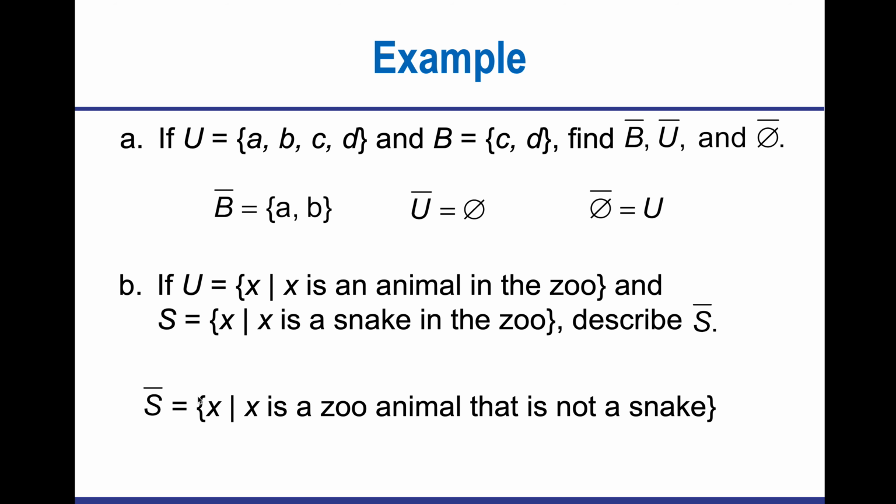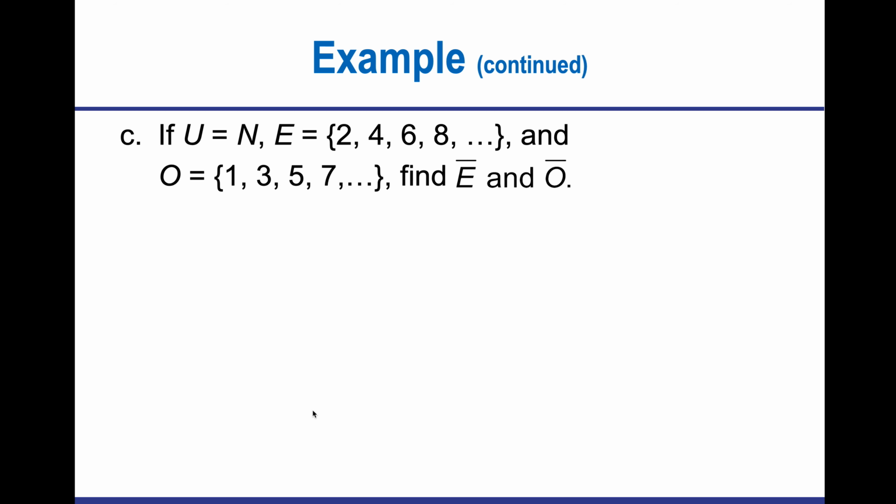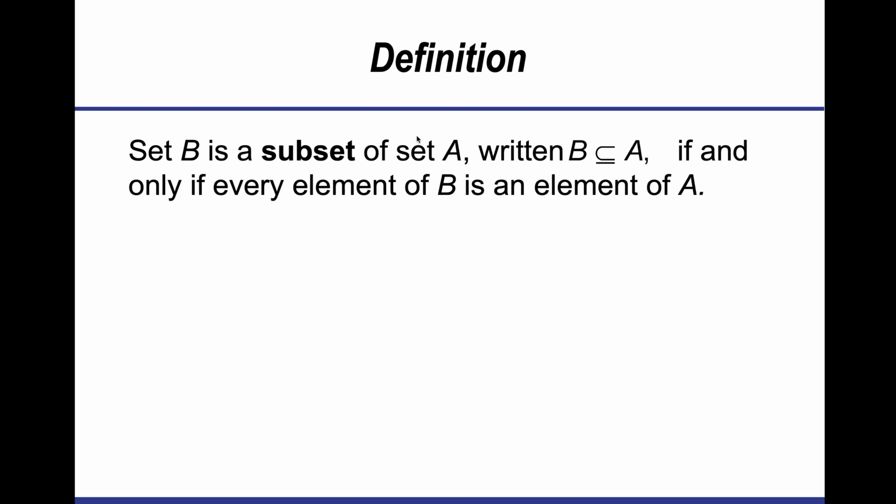Here, if I look at not S, then I want a zoo animal that is not a snake. Here, if I want not E or not O, my universal set is all natural numbers. So not E would be things that are inside of O, or not O would be things that are inside of E. Because E is even numbers, not even would be here. O is my odd numbers, so not odd would be a part of E.